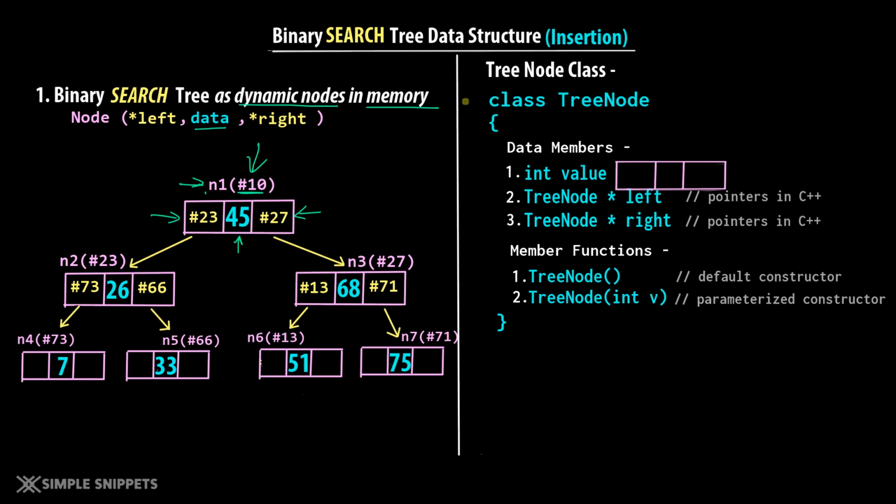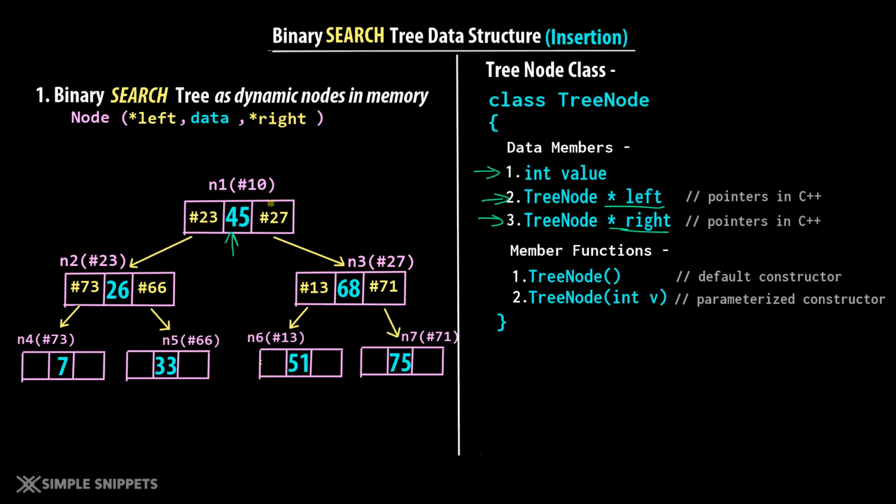On the right-hand side you can see the class TreeNode. This is what we saw in the previous tutorial also. The data members are an integer value, which is the center part, then TreeNode star left, which means this is a pointer, and we are talking about pointers because we're going to write a program in C++. If you're using any other general purpose programming language, the logic is going to be the same, but we do not have pointers in other programming languages, so the implementation is obviously going to be different. Then we have TreeNode right. These are both pointers which point to the left and right child, and that's how you link up these different nodes.